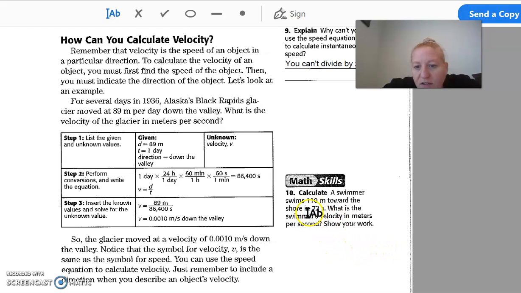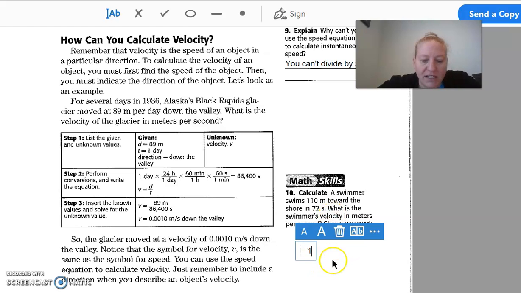A swimmer swims 110 meters toward the shore in 72 seconds. What is the swimmer's velocity in meters per second? Okay, so we're going to take 110 meters and divide it by 72 seconds, and we are going to get 1.5 meters per second toward the shore. It is important we write toward the shore because that's what gives us velocity.